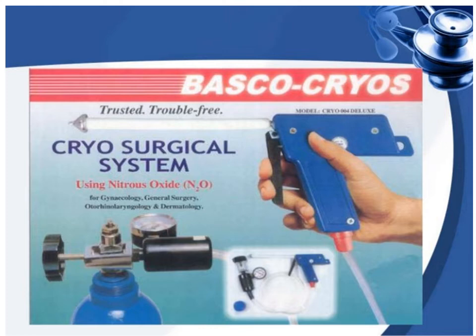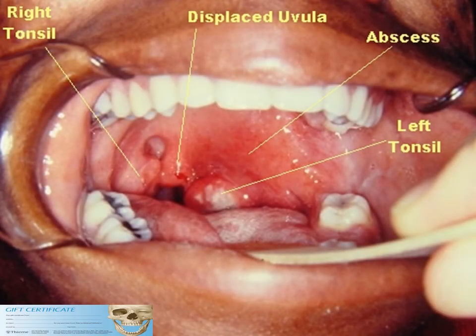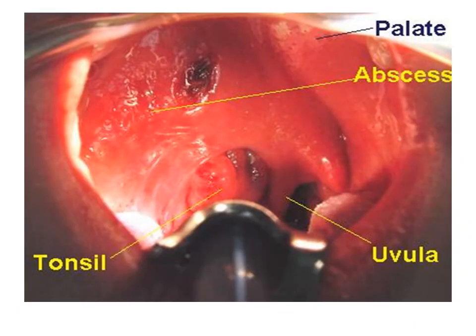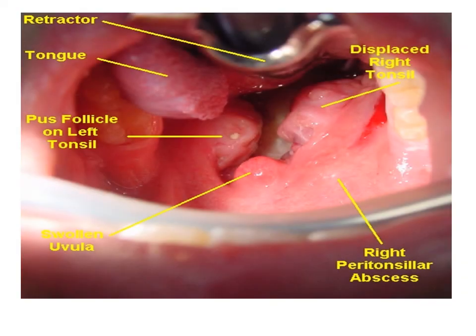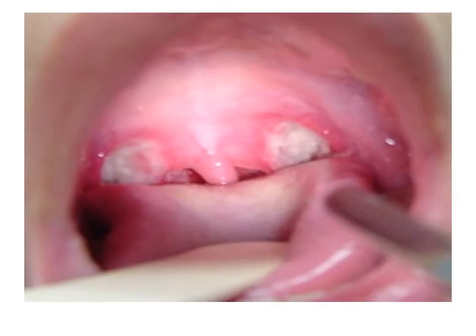Cryosurgery is used in different fields. As I said, this is the displaced uvula. This is the opening. This is the classical picture of a tonsillectomized patient. There is granulation tissue and debris over the bed of the tonsils.